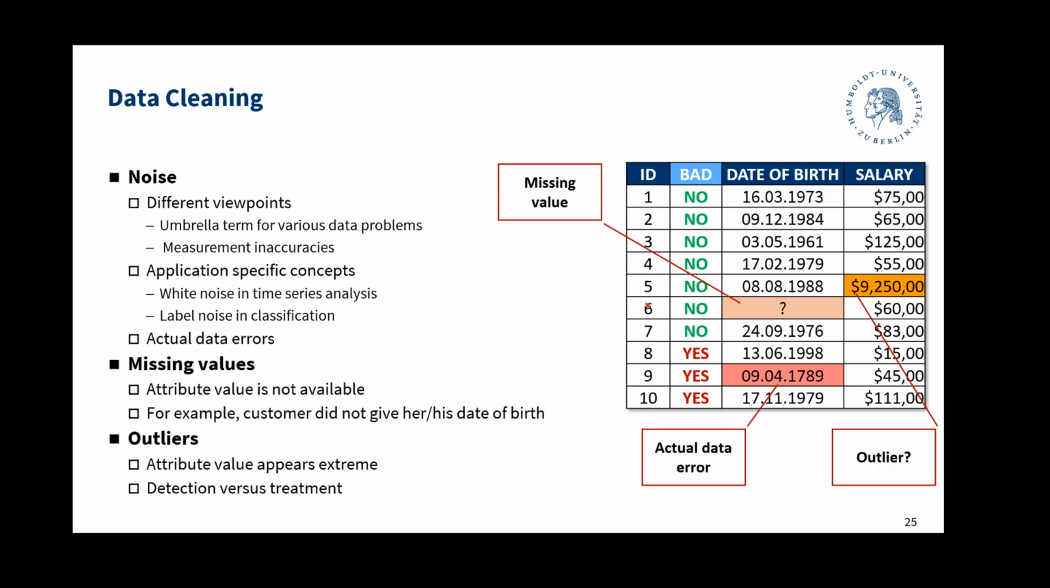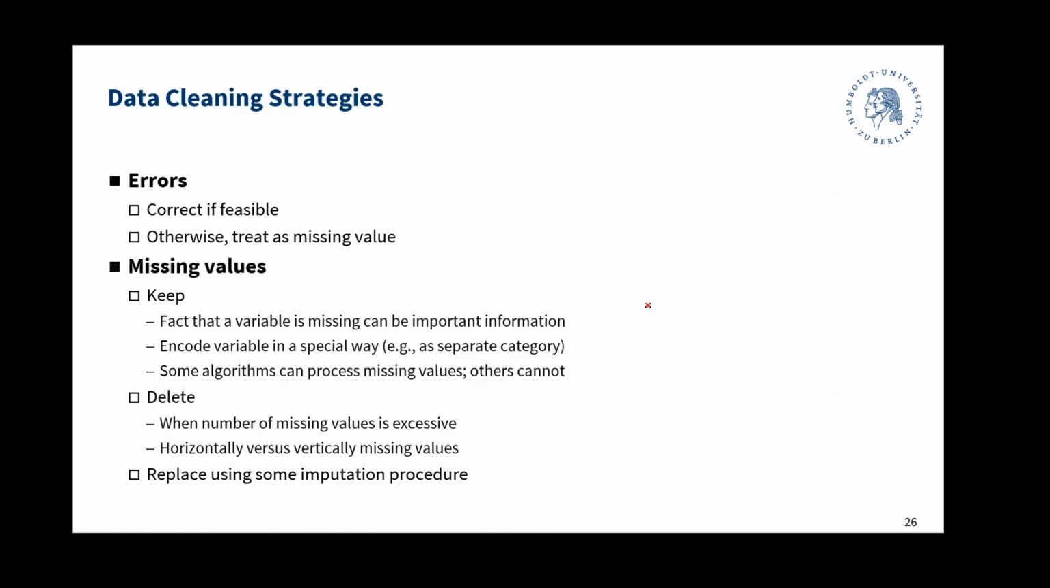So this is basically the key 3 issues in data cleaning: missing values, errors, and outliers. And we already identified some potential remedies or strategies. So just to recapitulate, for errors, correct if feasible, otherwise we treat them as missing, so that's quite simple. For missing values, well, we can keep them or we can delete them. Those are the overall options that we have. Keeping is typically preferable.